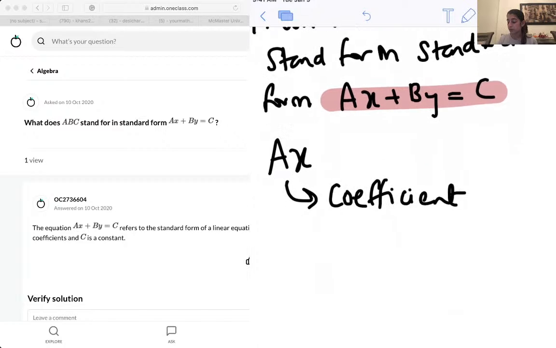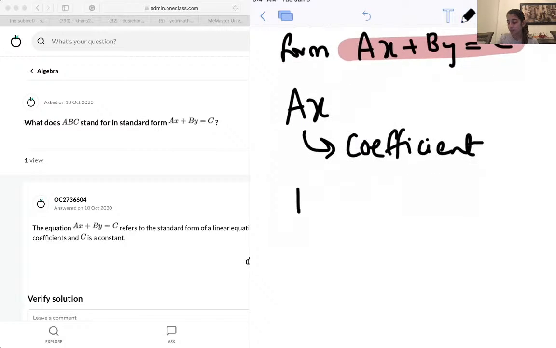If we move on to BY, B is acting the same way. B is being multiplied by y, and y over here we all know is a variable. So B again is a coefficient.